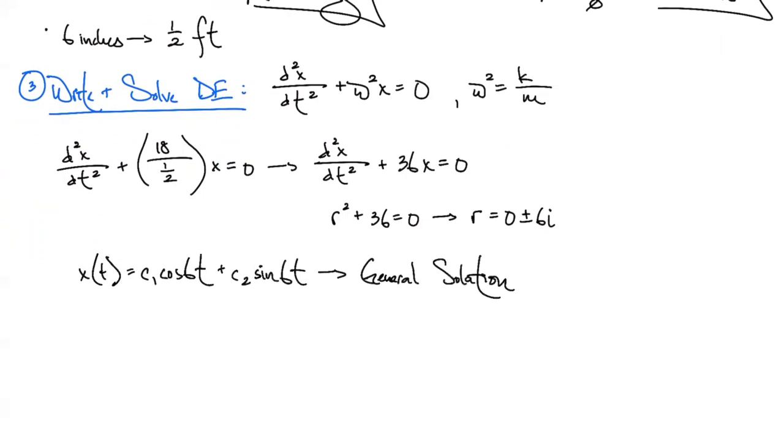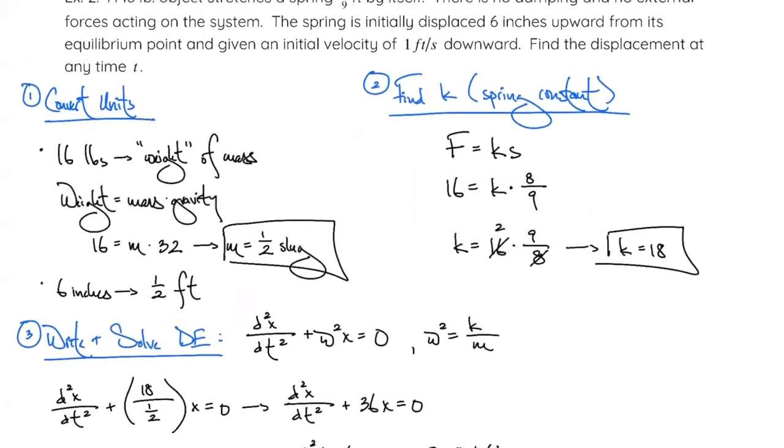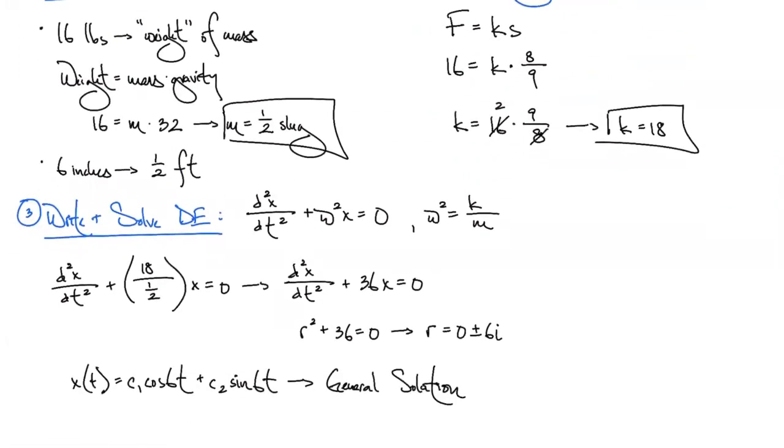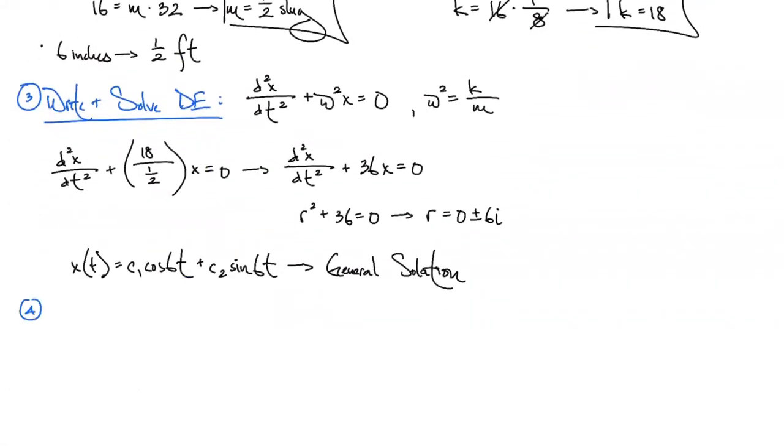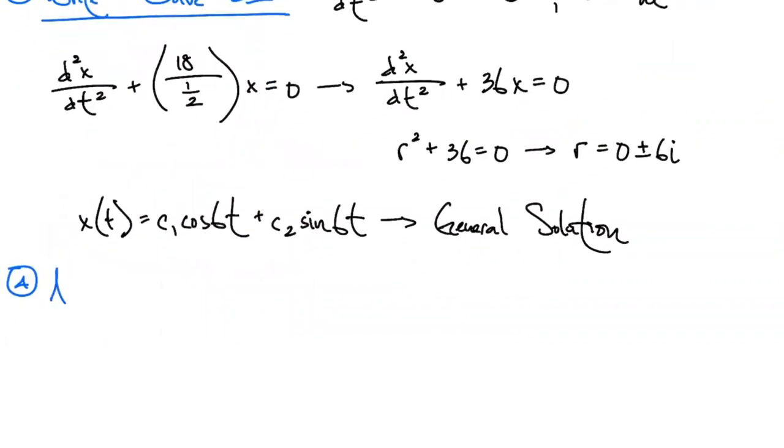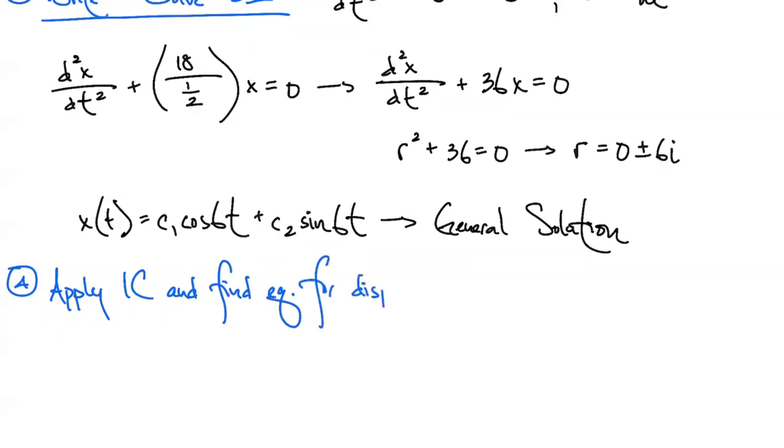But if we want to find the particular displacement for this system, that is code for, I want you to find C1 and I want you to find C2. All right, so if it is specific to a situation, we want to find the coefficients. And so in the last step, we're going to apply initial conditions and find the equation for displacement.